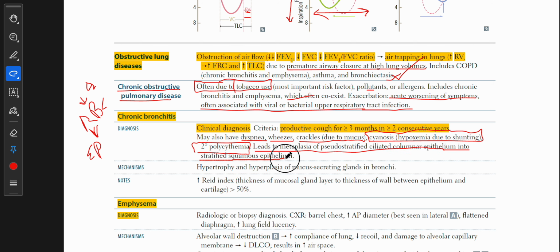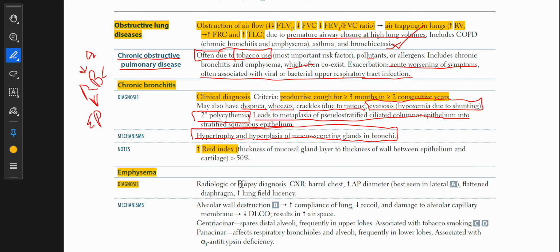The mechanism of chronic bronchitis is hypertrophy and hyperplasia of mucus-secreting glands in the bronchi. Here we can see Reid's index. This is very high yield. Reid's index is the ratio of the thickness of the mucosal gland layer to the thickness of the wall between epithelium and cartilage. That ratio increases to greater than 50% in chronic bronchitis. We have to remember this, right?